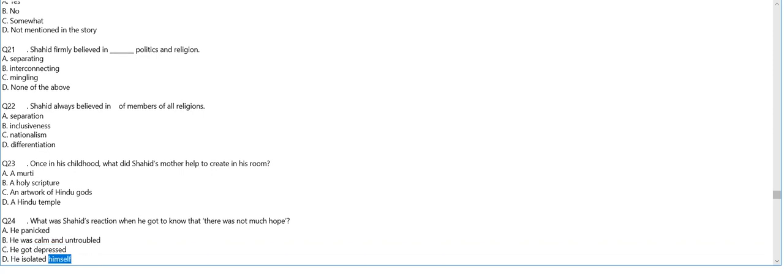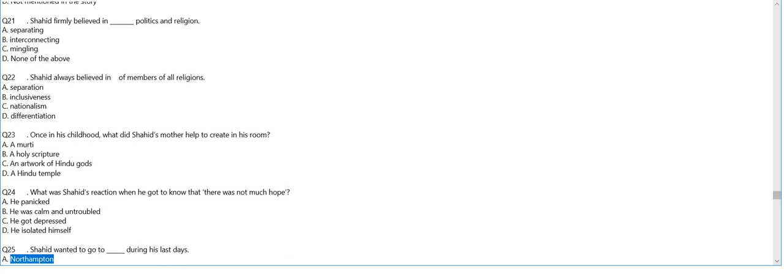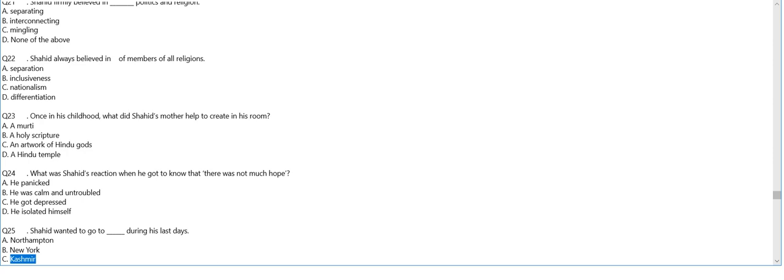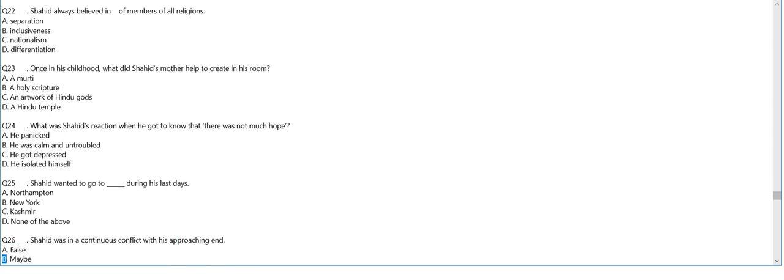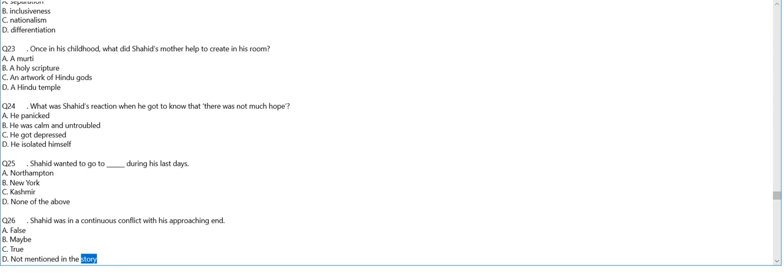D. He isolated himself. Q25. Shahid wanted to go to during his last days. A. Northampton. B. New York. C. Kashmir. D. None of the above. Q26. Shahid was in a continuous conflict with his approaching end. A. False. B. Maybe. C. True. D. Not mentioned in the story.